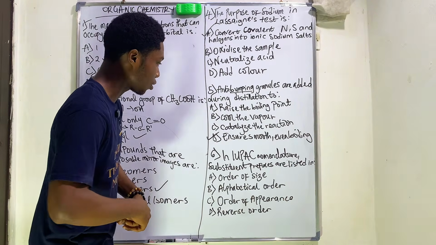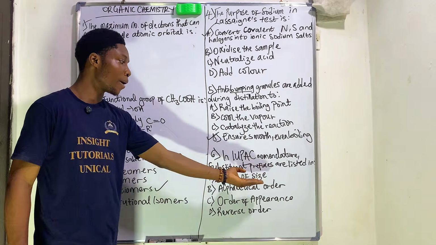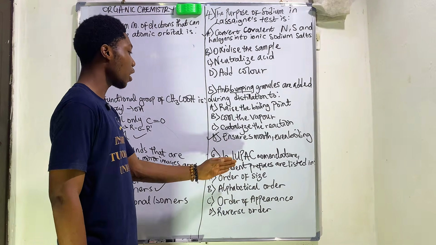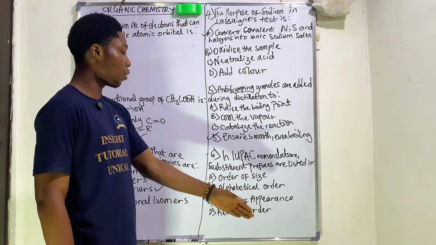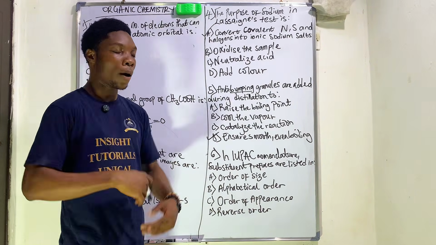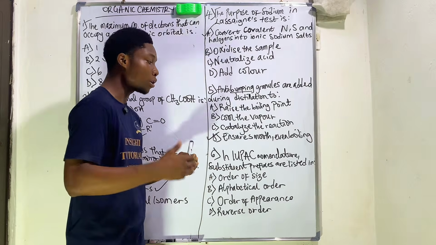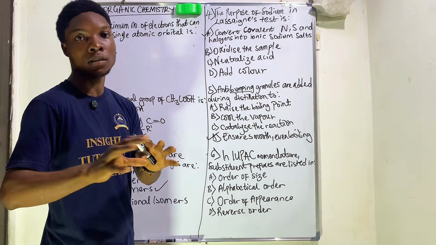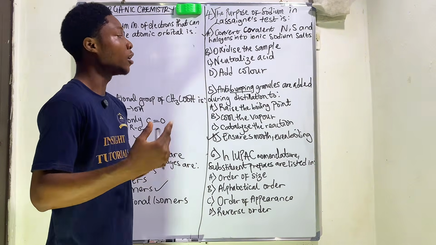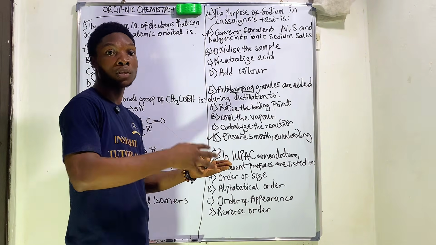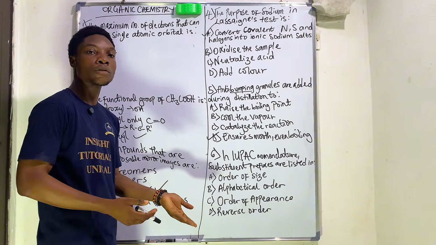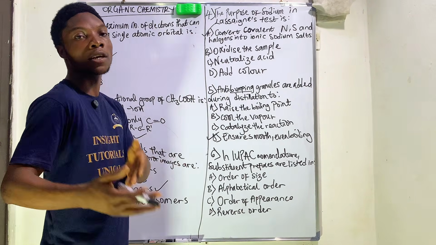All right, next question. In IUPAC nomenclature, substituent prefixes are listed in A. Order of size. B. Alphabetical order. C. Order of appearance. D. Reverse order. Now, prefix is basically what is written before the parent name of the organic compound, right? So for example, if there is a substituent, the prefix is the name of the substituent written before the parent name. For example, chlorobutane. Chlorine is the substituent, so chloro is the prefix, butane is the parent name.